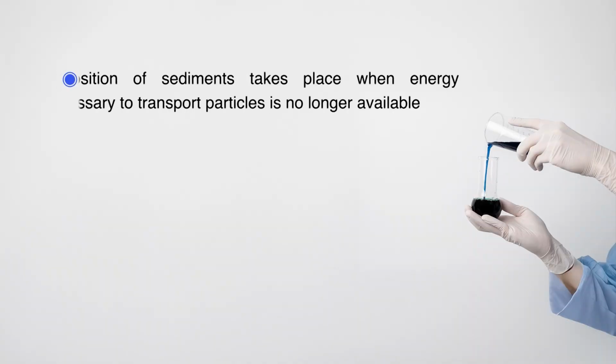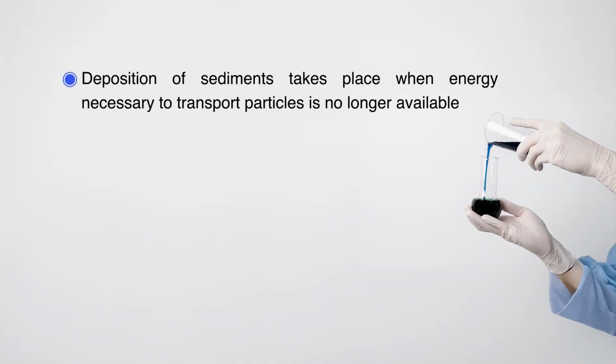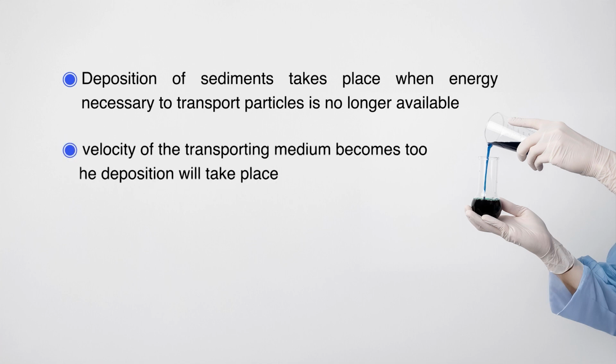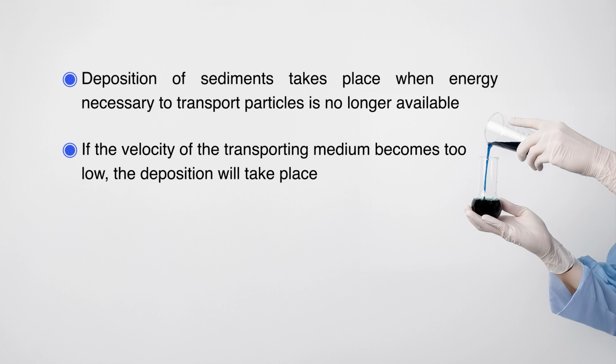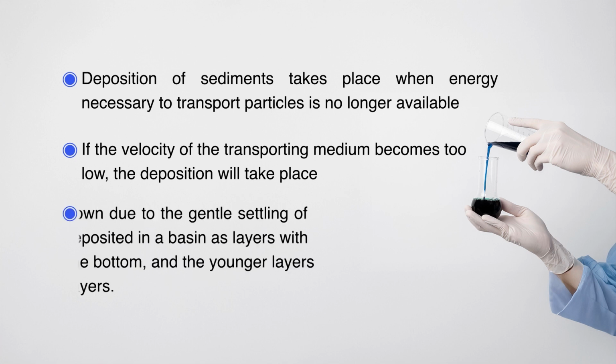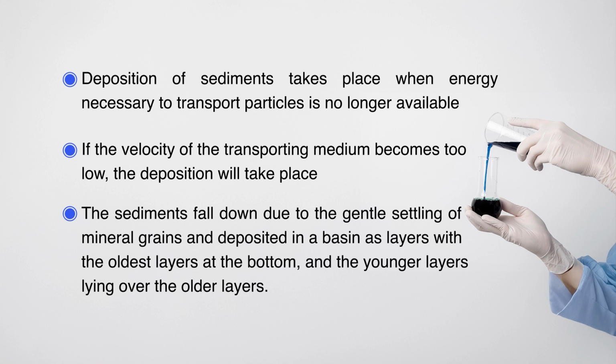So, we talked about a single grain, how it was detached from a parent rock, and how it finally got deposited in a basin. Deposition of sediments takes place when the energy necessary to transport particles is no longer available. If the velocity of the transporting medium becomes too low, deposition takes place. The sediments fall down due to the gentle settling of mineral grains and are deposited in a basin as layers, with the oldest layers at the bottom and the younger layers lying over the older layers.